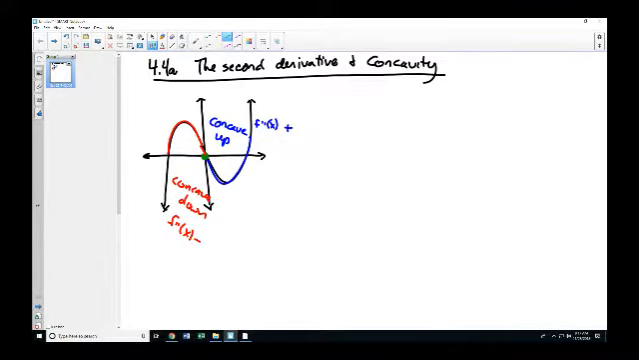It's called a point of inflection. It is the transition between concave up and concave down. There has to be a change. Okay, so a point of inflection must have the concavity change. To be a point of inflection, you have to have that.